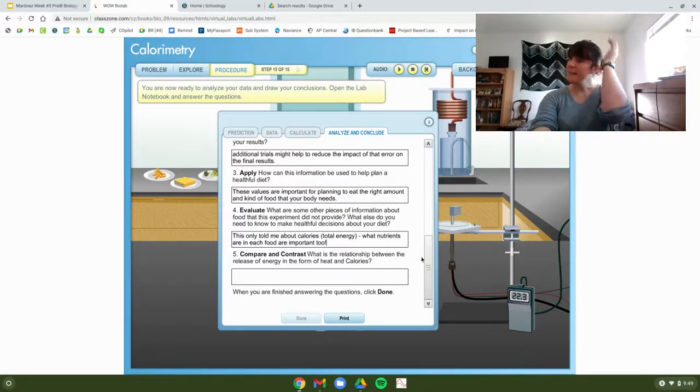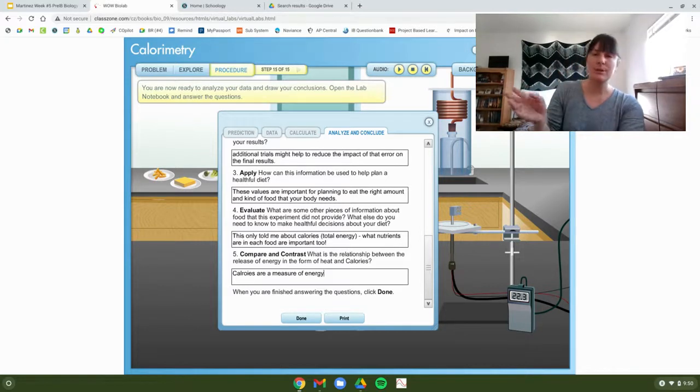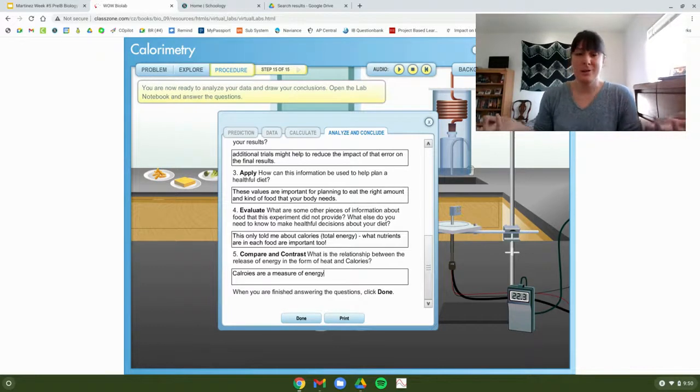All right, finally, compare and contrast. What is the relationship between the release of energy in the form of heat and calories? So calories are a measure of energy, just like energy in the release of heat. The whole process of changing water temperature and doing all of those conversions basically just allows me to create this unit.